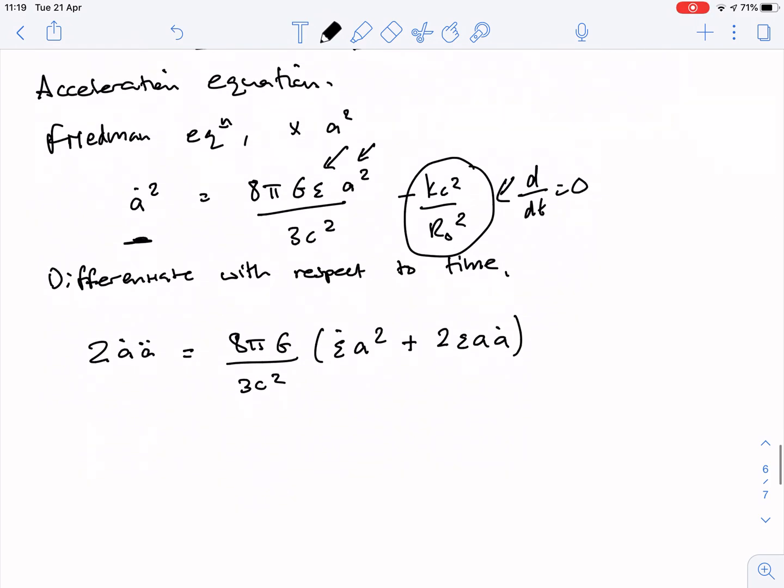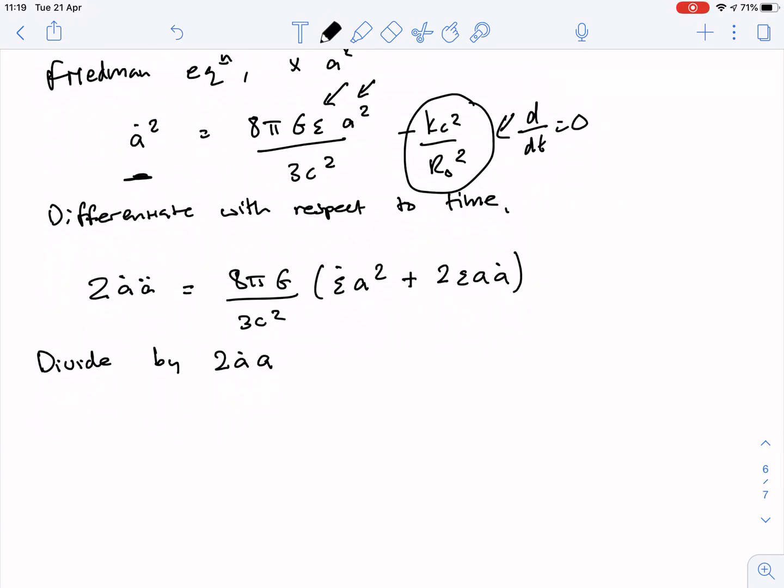And now I tend to normalise things by the scale factor at the current time. So if I just divide by 2a dot a, then this becomes a double dot over a equals 4 pi G over 3c squared times epsilon dot a over a dot plus 2 epsilon.